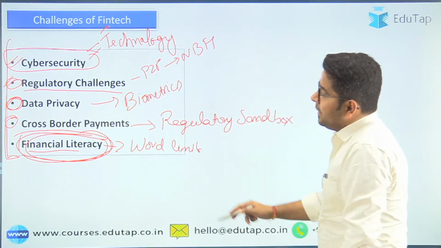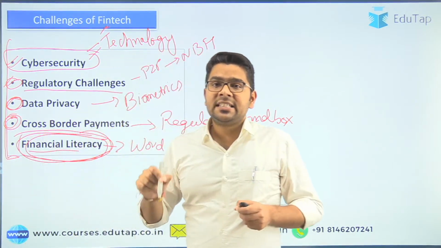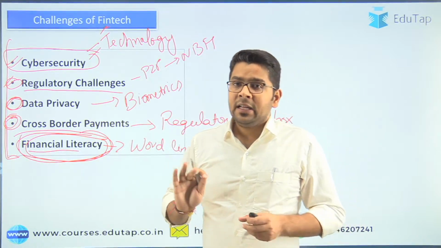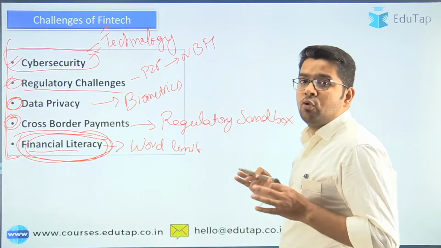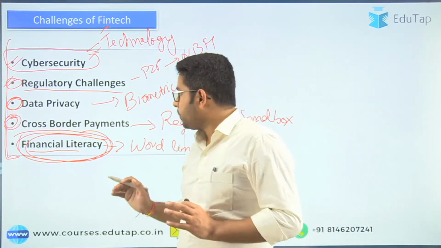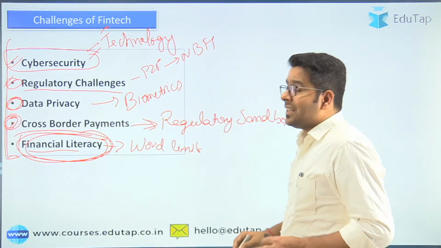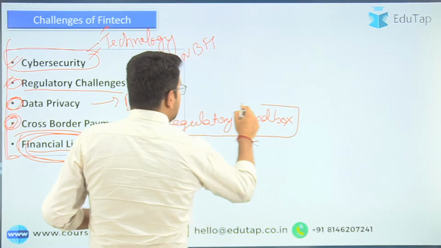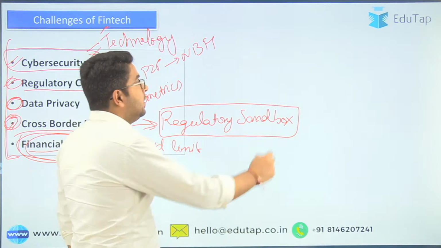Now coming to our fourth point, which is cross-border payment. Guys, this is a challenge in a very specific way. For cross-border payment, there is no such solution available as of now. You need to go through proper channels only. And this is where the RBI is coming up with the regulatory sandbox. What is the term regulatory sandbox about?